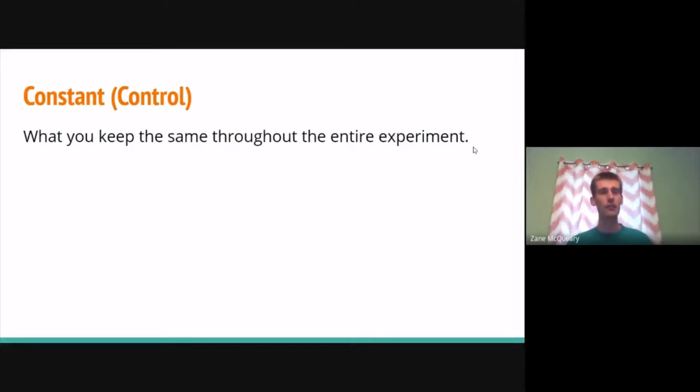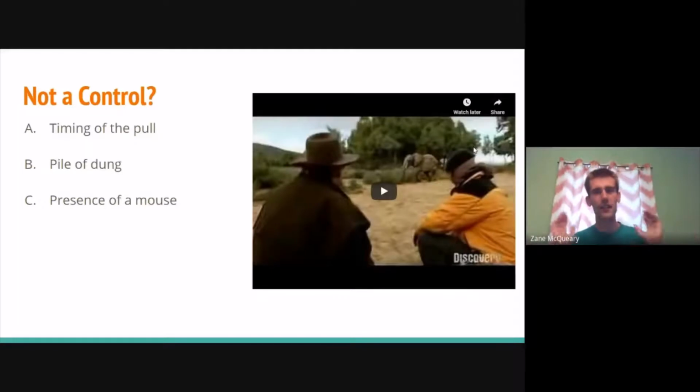So really, we're looking for isolation. How many things can we keep the same besides our independent variable? Once again, it's Mythbusters time. Only this time you're watching to find out what is the control. So two of these will remain the same for both of the experiments. One of them will not remain the same. Can you figure it out?